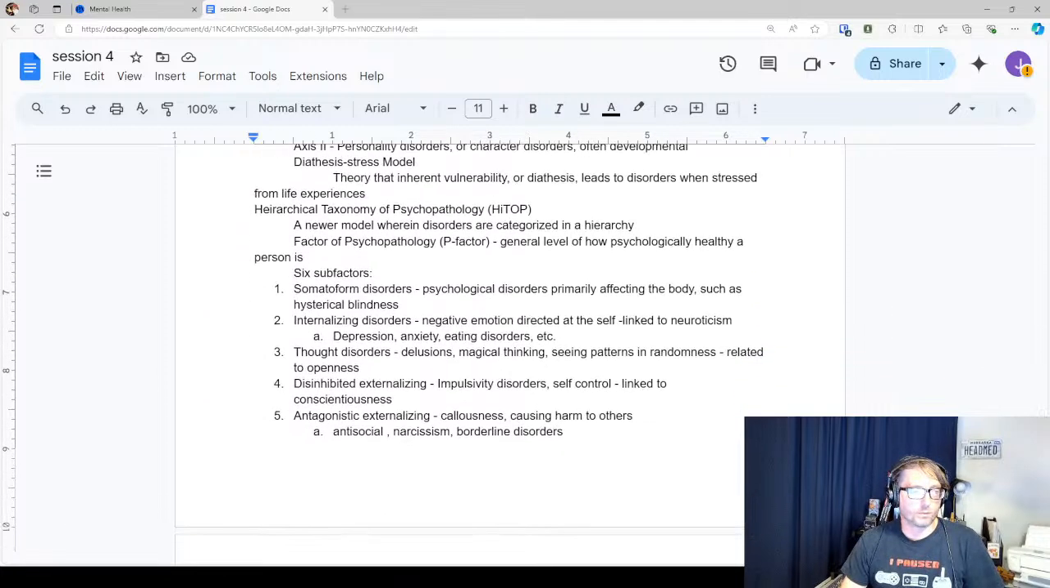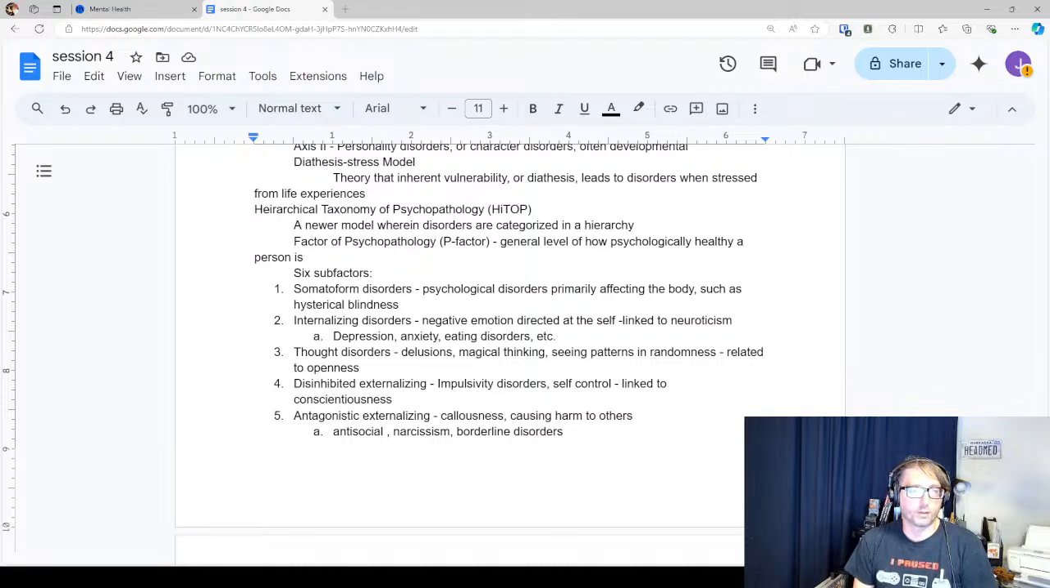So he mentions a newer model called the hierarchical taxonomy of psychopathology, or the HiTOP. And that's a newer model wherein disorders are categorized in a hierarchy. We have a factor of psychopathology, or a P factor, which is a general level of how psychologically healthy a person is. It could be like their tendency towards negative sides of Big Five personality scales, stuff like that. So we have our 6 subfactors.